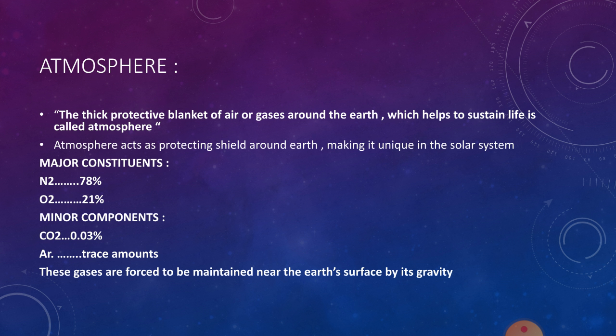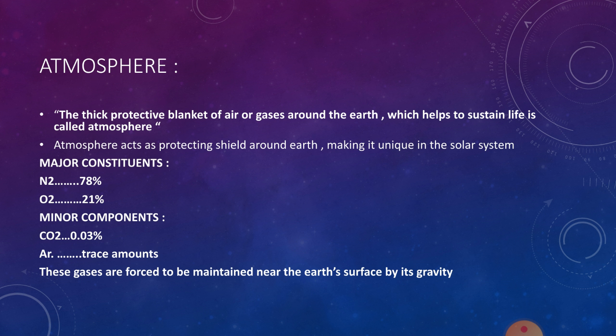We have to discuss the atmosphere in detail. Atmosphere is the region where there are gases. So these gases are present around us. The thick protective blanket of air or gases around the earth which helps to sustain life is called atmosphere. Clear? It is a layer of gases. Atmosphere acts as a protecting shield around us, making it unique in the solar system.